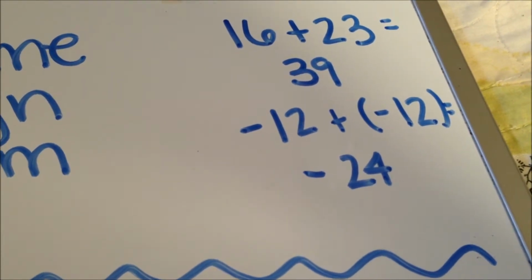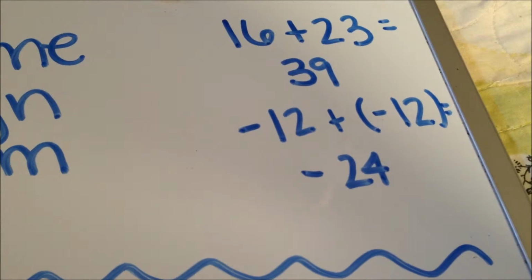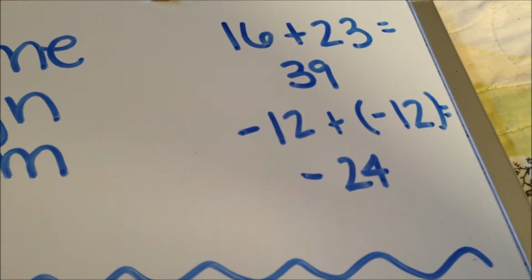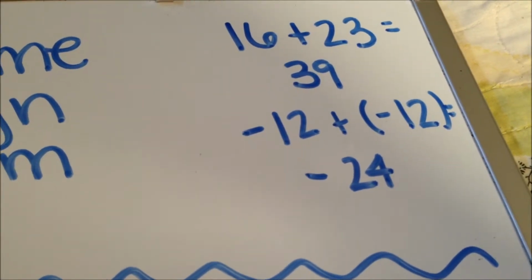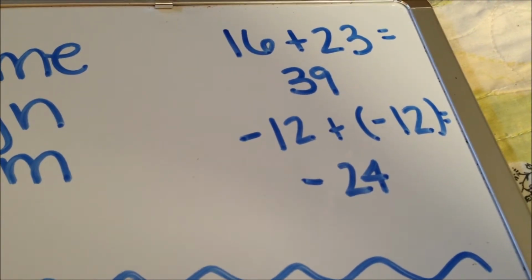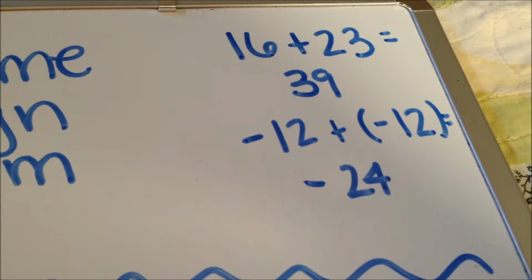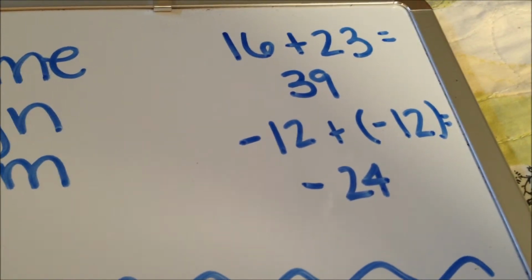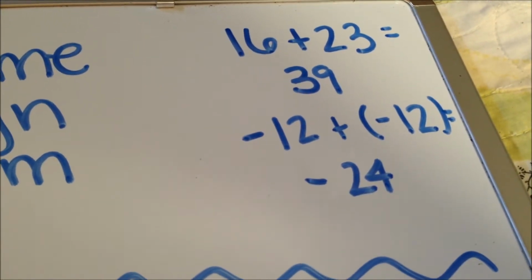Think in terms of a number line. If you start at negative 12 and you move 12 more to the left, meaning in the negative direction, you end up at negative 24. Just as with 16 plus 23, if you start at 16 and you move 23 more to the right, the positive direction, you end up at 39.